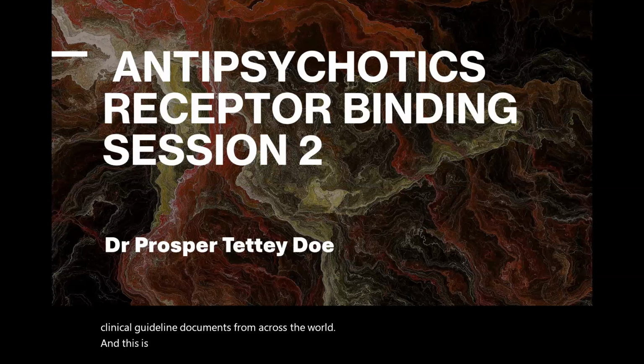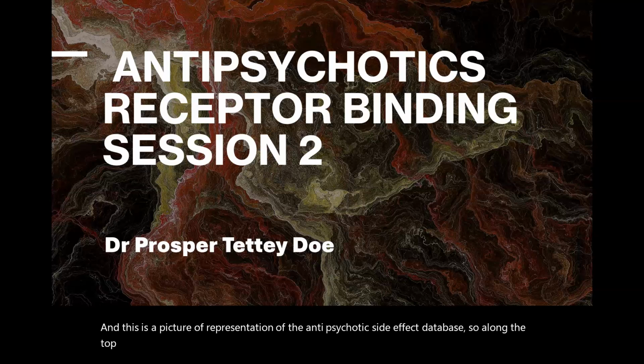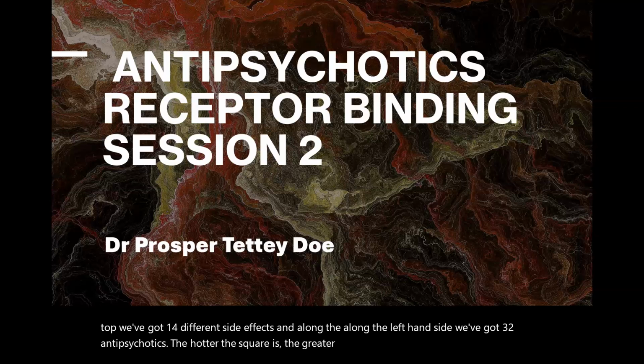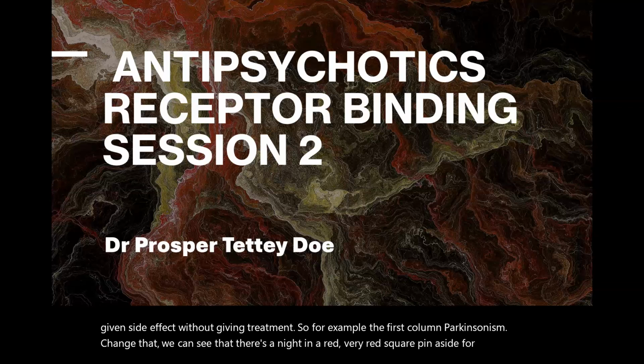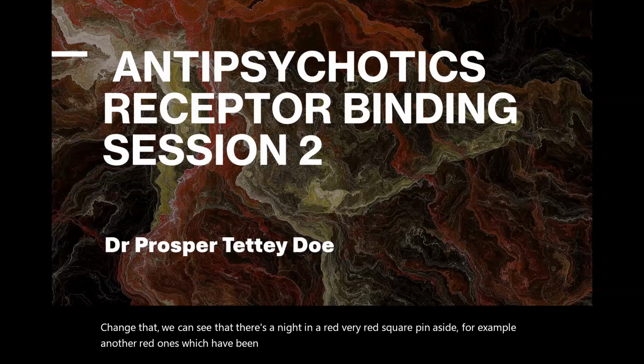This is the antipsychotic side effect database. So along the top, we've got 14 different side effects. On the left-hand side, we've got 32 antipsychotics. The hotter the square is, the greater the magnitude or the greater the risk of that given side effect for that given treatment. So, for example, the first column, Parkinsonism, you can see that there's a very red square, for example, and other red ones for Fluphenazine, whereas you've got other ones that are a lot lighter in colour.